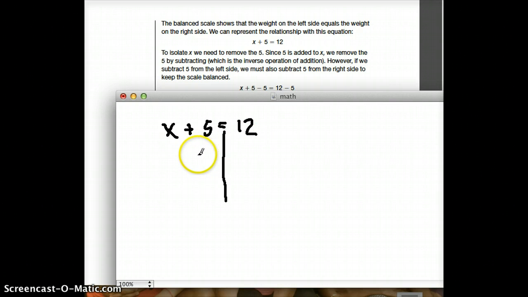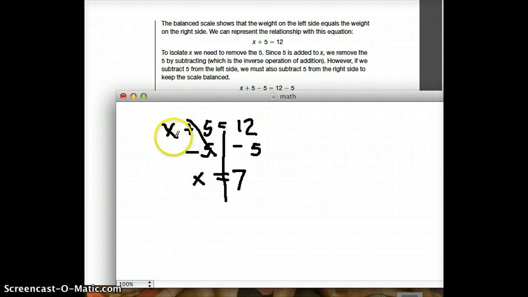The way to do it mathematically is you're going to move whatever is on the same side as your variable to the other side. In this case, on the left side we have a plus 5. We want to move the plus 5 to the other side. And the way to do that is to do the opposite of what you see here. The opposite of plus 5 is subtract 5. What that does is it gets rid of the 5 here, and then it just leaves you with x on the left side. And 12 minus 5 is 7.